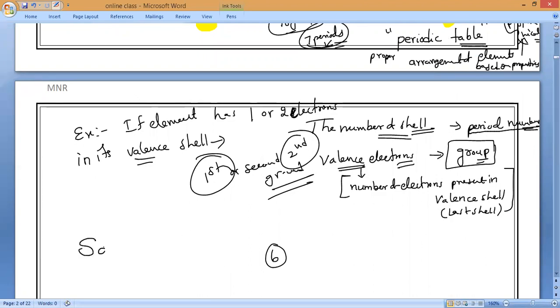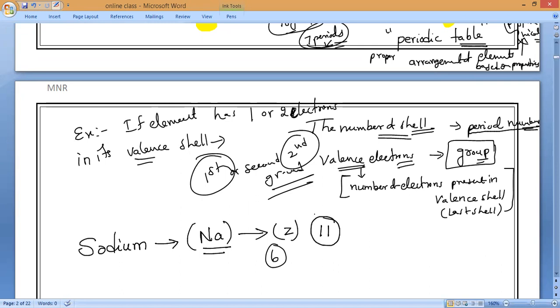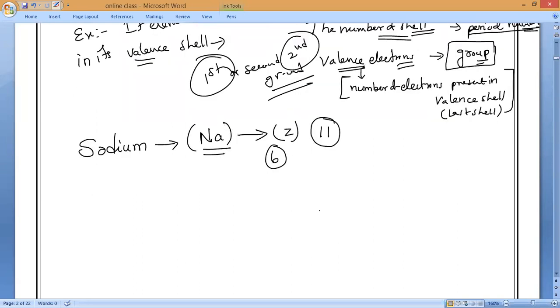Sodium atom. What is the symbol of sodium? Na. Correct or not? Now what is the atomic number of sodium? You all studied, correct? 11. Then what did you study yesterday? Now write the electronic configuration of sodium.